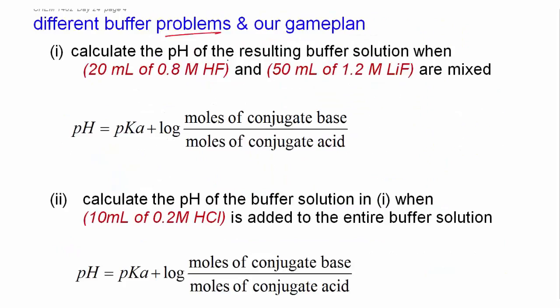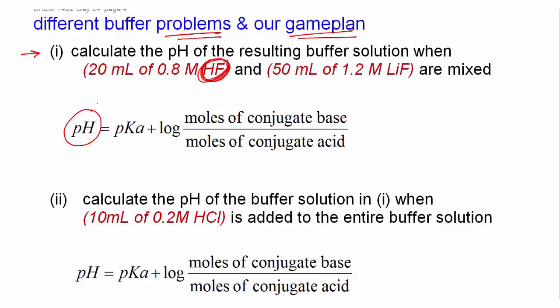With different buffer problems and a game plan for each type of buffer problem. Here's our first type of buffer problem. Calculate the pH of the resulting buffer solution when 20 mL of 0.8 molar hydrogen fluoride and 50 mL of 1.2 molar lithium fluoride are mixed. Now, what makes this a buffer? Remember, it's the weak acid. If you have a weak acid, it's definitely a buffer. Hydrogen fluoride, buffer. So we're going to use our Henderson-Hasselbalch equation, find pH, and we'll have our answer.